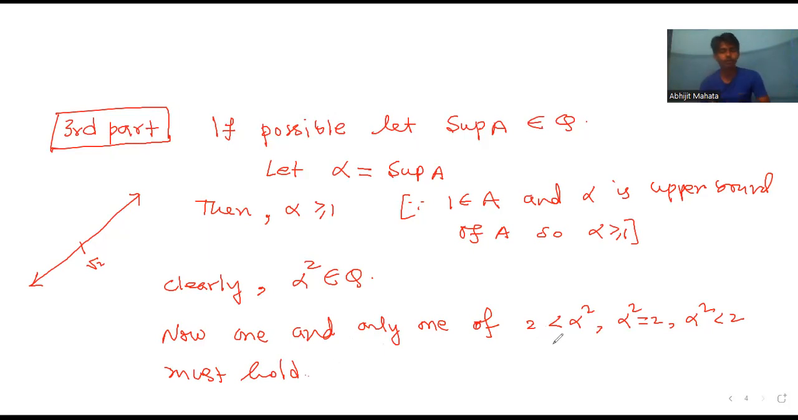So now what we do here, we'll check that none of the relations hold, then we get a contradiction. So first, suppose this holds. If possible, suppose we are assuming that alpha square is less than 2, right? So now the proof, how you make the contradiction. So basically, see what we are doing.